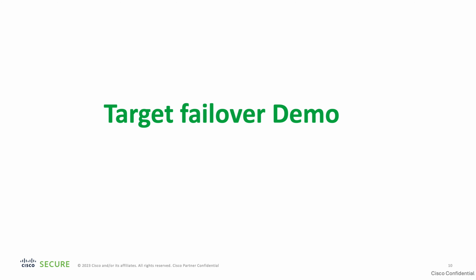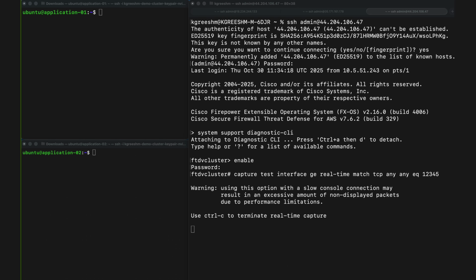And also, if you remember, we discussed target failover in our previous videos. We saw how to enable that on AWS. Let's now see that in action, how the target failover works, right? So we already logged into one of the application servers here. So let's SSH into the second application server. Both these VMs are behind my cluster of firewalls. So all the traffic from these application servers is going through the firewalls via the gateway load balancer in AWS.